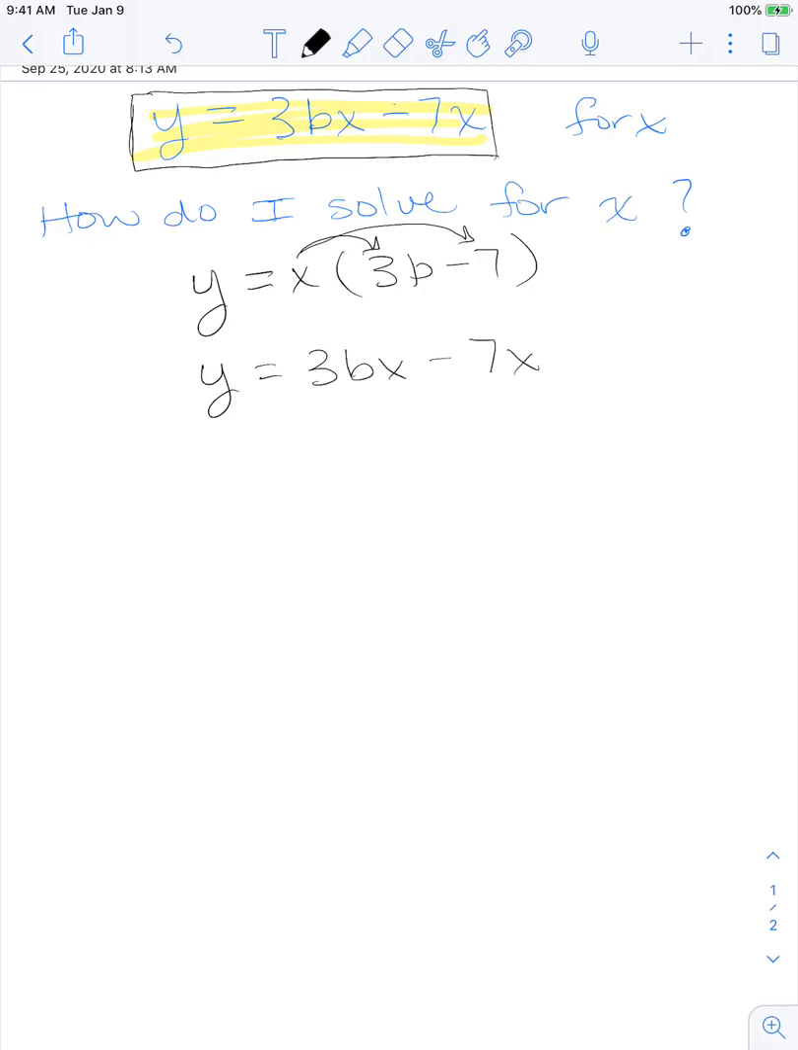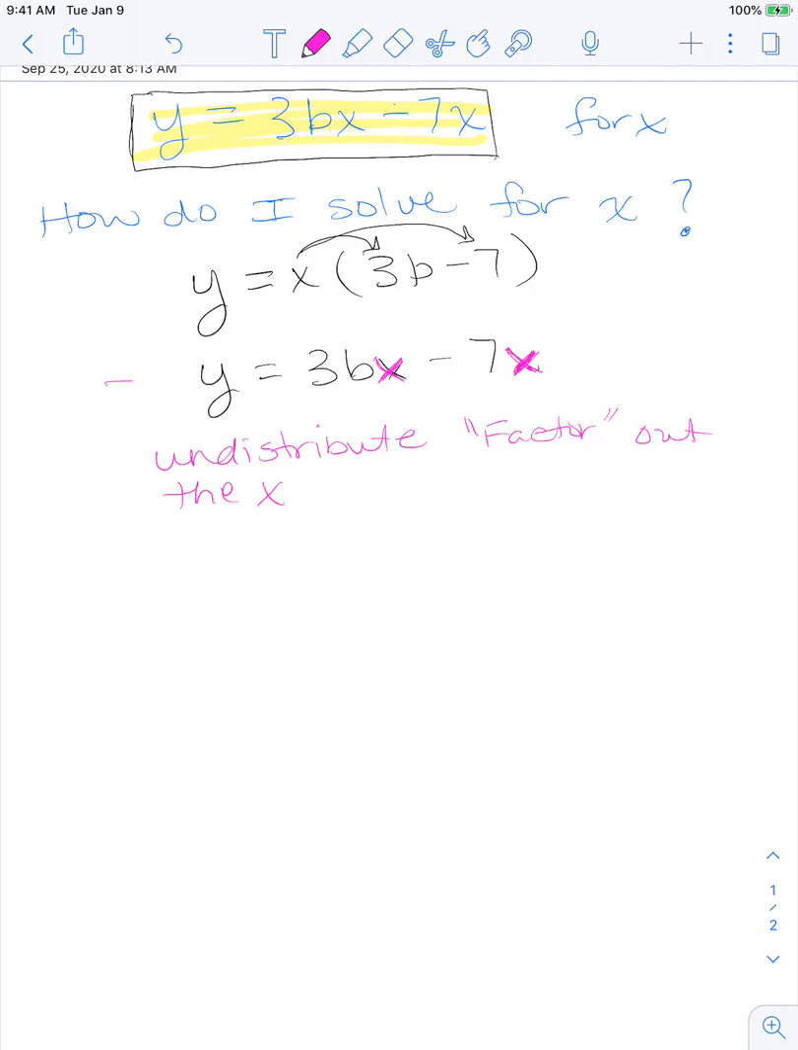So what I'm going to do instead is I'm going to take these x's that are in each term, and I'm going to undistribute. So my goal is to undistribute. And we call this factoring. We're factoring out the x. But the math you're doing is undistribute.